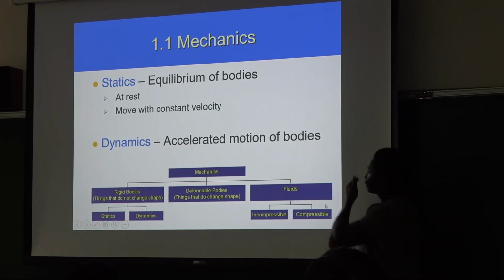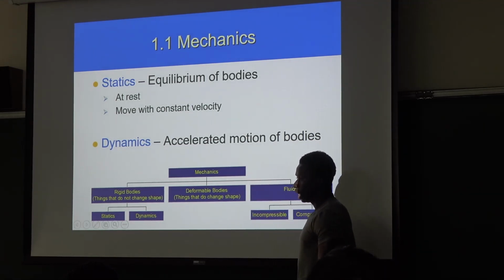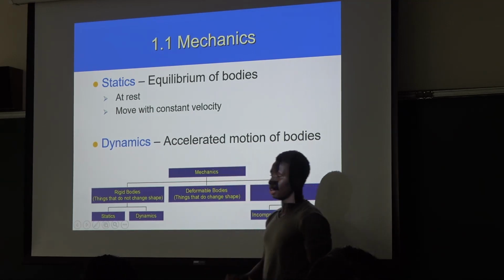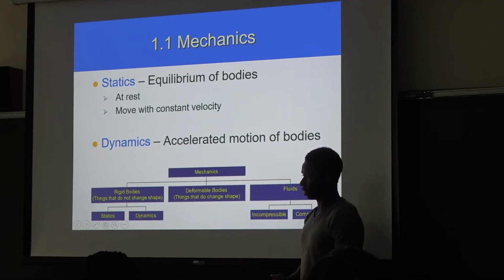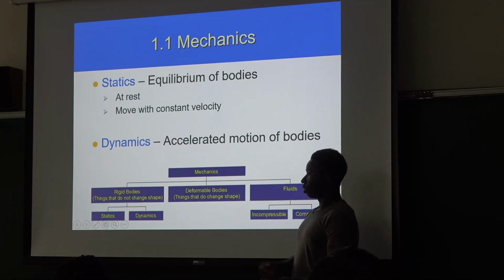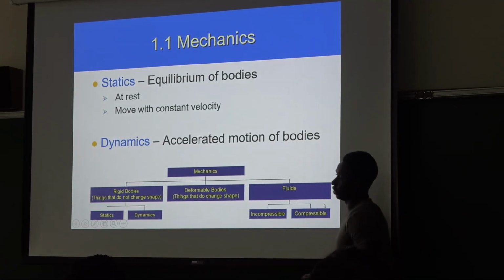Okay, so here it says, when we talk about statics, we are talking about equilibrium of bodies. Equilibrium of bodies means that the body is at rest. So that means the body is not moving. It is at rest, like this building is at rest. Or it moves with a constant velocity. So maybe the body is moving, but the velocity of this body is not changing.